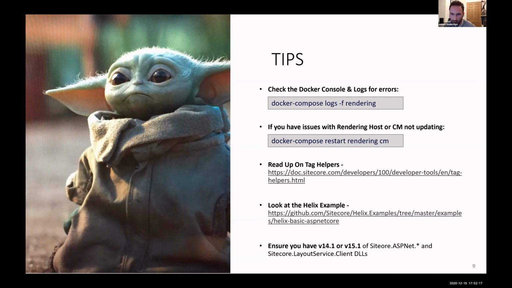Read up on that tag helper documentation that I showed you. That's really useful to understand about your models and how they're then rendered out in your views and what's available. Take a look at that Helix example that's there. That'll give you a better idea of how to do this, but following Helix principles.